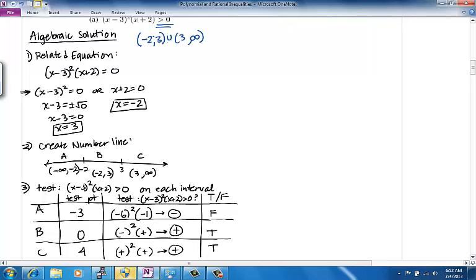Notice I don't want to include 3, so I can't just say -2 to infinity, because at 3 I have equality with 0 instead of greater than 0. So my solution is exactly these 2 intervals, and I cannot combine them into one. Now let's take a look at this graphically.